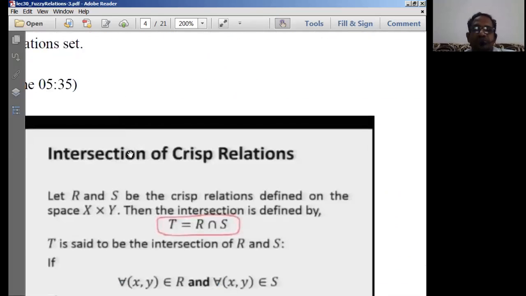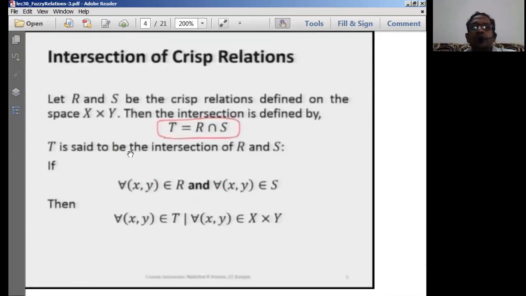Similarly, we can have it for intersection relationships. So we'll try to end our session with this intersection of crisp relationships. Let R and S be the crisp relations defined on the space X cross Y. Then the intersection is defined by what? Intersection means minimum value we can have. So T is said to be the intersection of R and S. Then we can write the belongingness relationship as for all X comma Y belongs to R and for all X comma Y belongs to S, then this equation holds good.